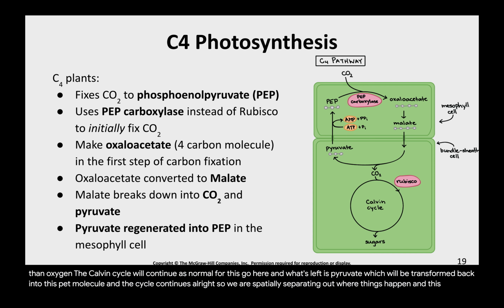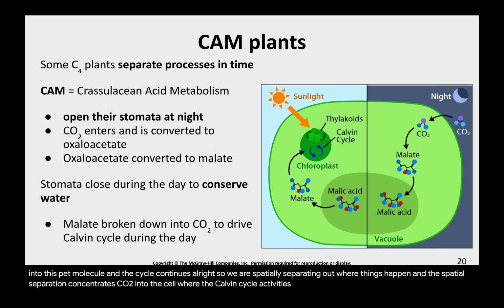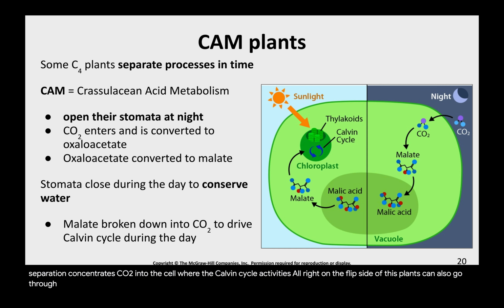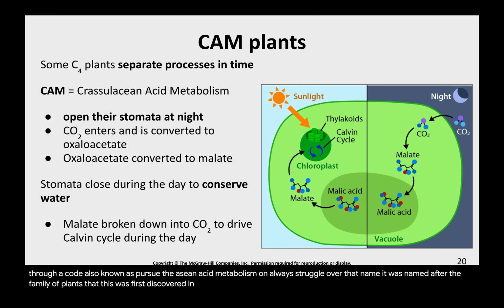Right? And this spatial separation concentrates CO2 into the cell where the Calvin cycle actually occurs. All right, on the flip side of this, plants can also go through CAM photosynthesis, also known as crassulacean acid metabolism. I always struggle over that name. It was named after the family of plants that this was first discovered in.